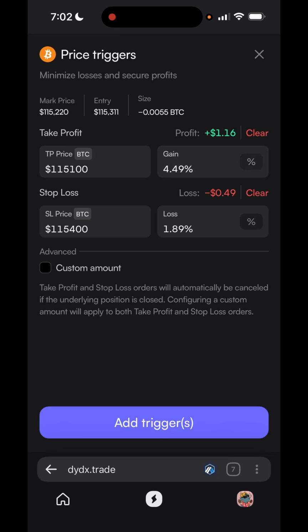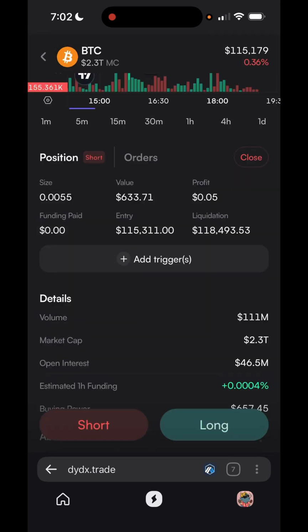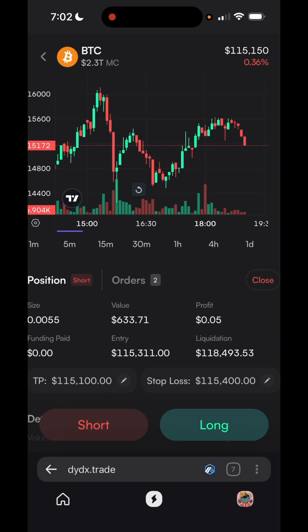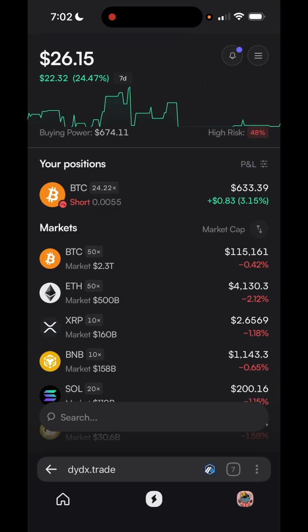So this is the amount we're going to lose. So we're going to add the trigger. All right, all done, and now I think business is looking good already. Yeah, that's a nice thing. Yeah, so this is basically what you need to know on your trading journey with dYdX.